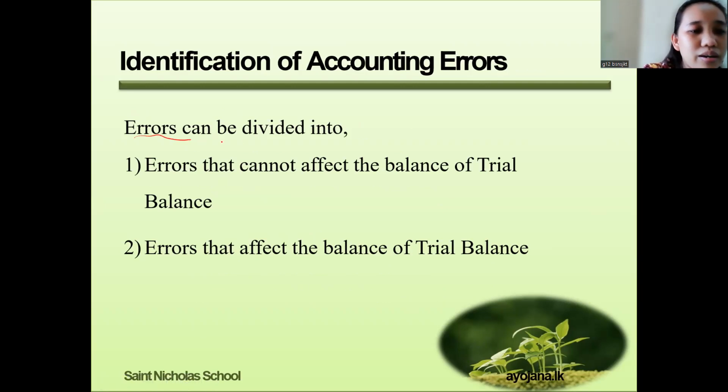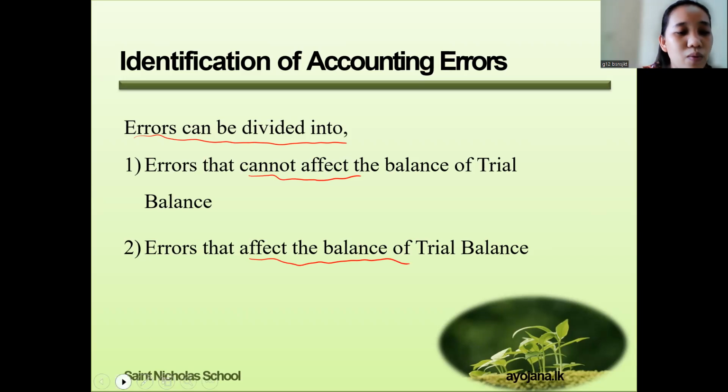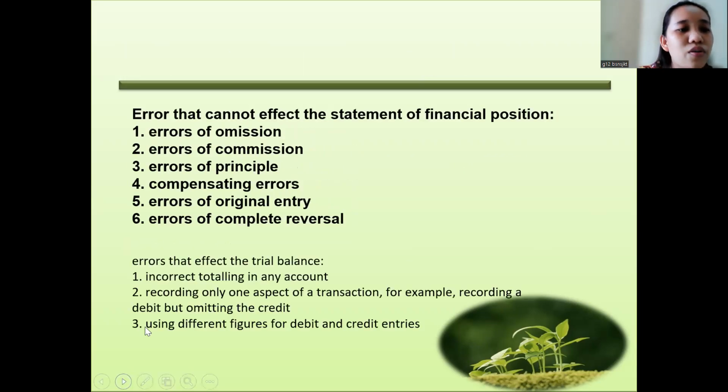So error can be divided into error that cannot affect the trial balance, and the second one is error that affects the balance of the trial balance. We will learn this one by one. For error that cannot affect the trial balance or the statement of financial position, there are six types of these: error of omission, commission, principle, compensating, original entry, and error of complete reversal. We will discuss this one by one.